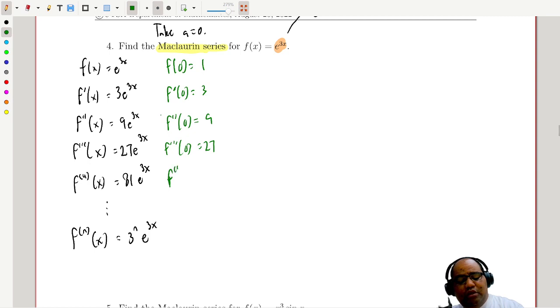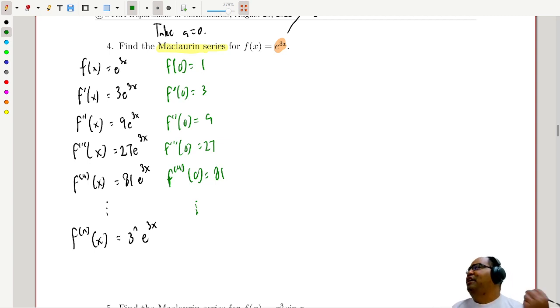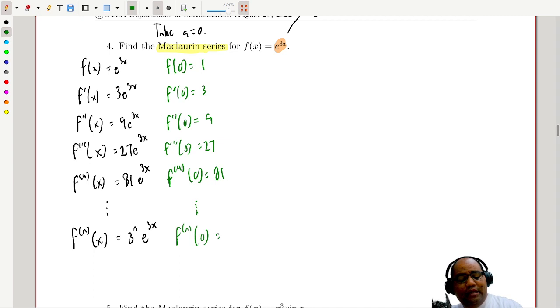The fourth derivative at 0 is 81. The fifth would give you 243, and so on. So the nth derivative at 0 is just 3 to the n.